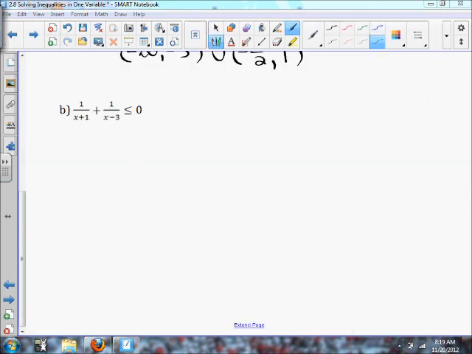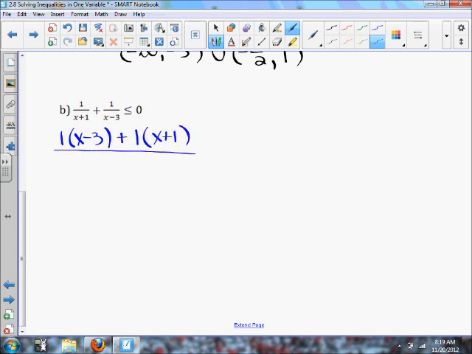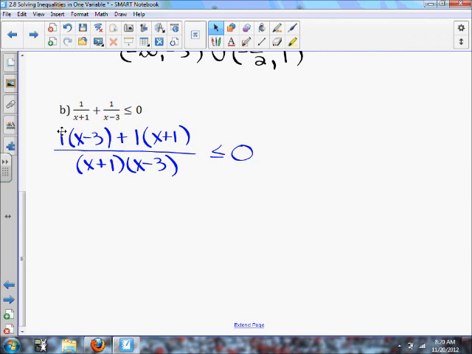All right, going over example 6B here. Again, the common denominator will be x plus 1 times x minus 3, so it's going to be 1 times x minus 3 plus 1 times x plus 1 over x plus 1 times x minus 3, where that is less than or equal to 0. Now, again, when it says less than or equal to 0, remember we're going to have brackets instead of parentheses here.